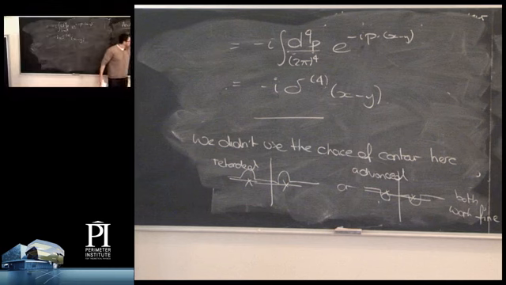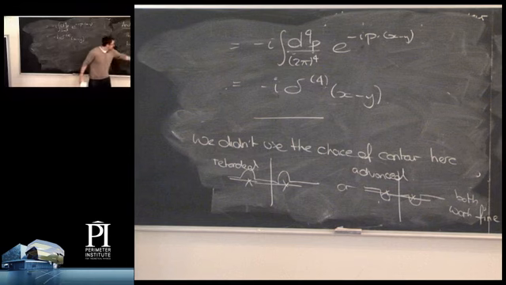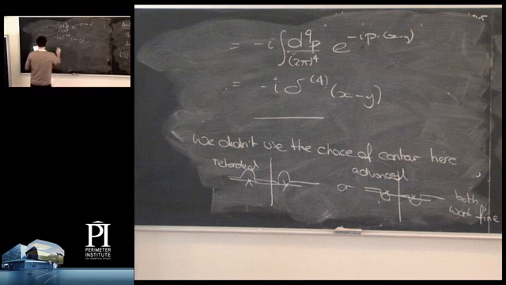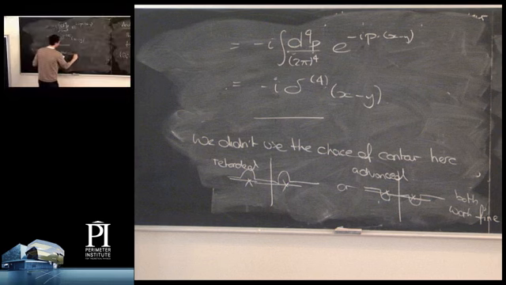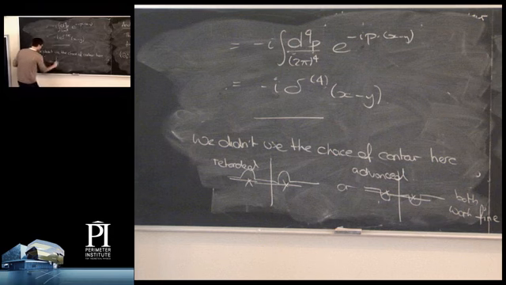In this simple derivation, we didn't actually specify which contour we were using here. So actually, there are various Green's functions which differ by which contour you decide to take and how you jump around the singularities. So we didn't use the choice of contour here. We could just as easily have taken this contour or this contour.